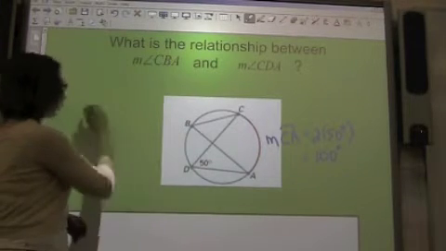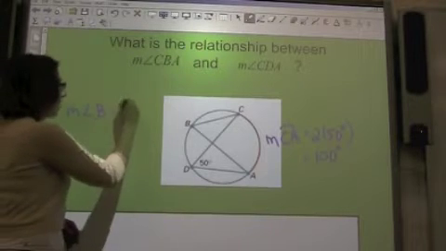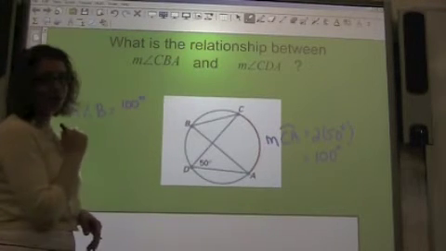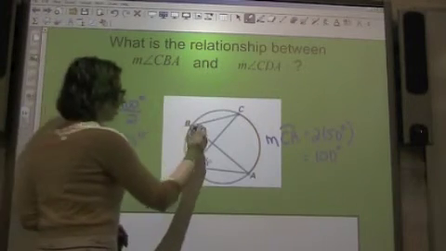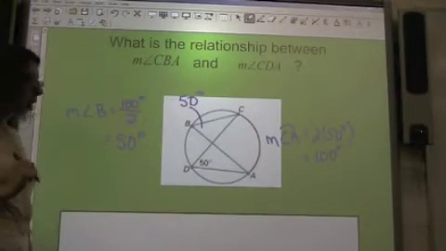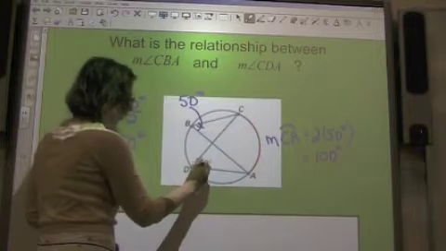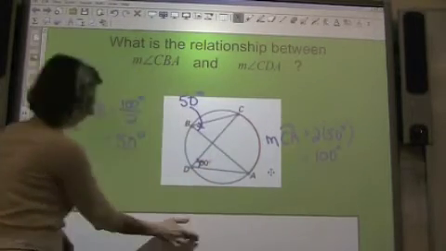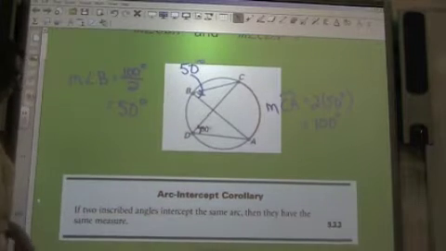And so to find the measure of angle B, we work the other way. We take 100 degrees for our intercepted arc, divided by 2, and the measure of angle B is also 50 degrees. So angle B and angle D are congruent. And that's our last theorem for today.